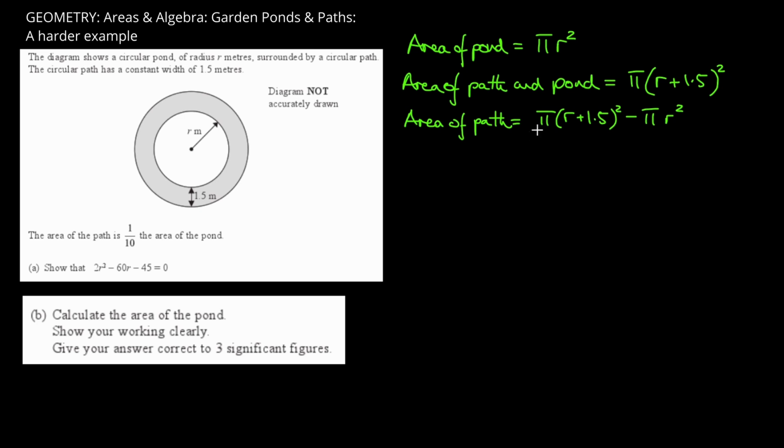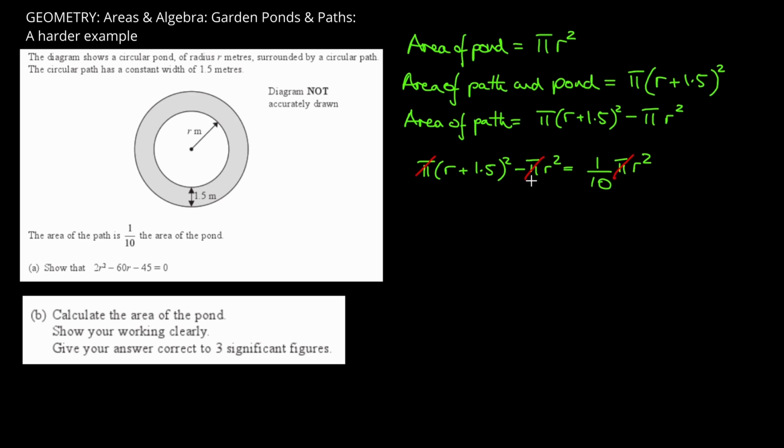Now we're told that the area of the path is a tenth of the area of the pond. So the area of the path, which is this, is equal to a tenth of the area of the pond. The area of the pond is pi r squared. Well, the one thing we can get rid of straight away is that there is a common pi throughout the entire equation, so we can lose it.